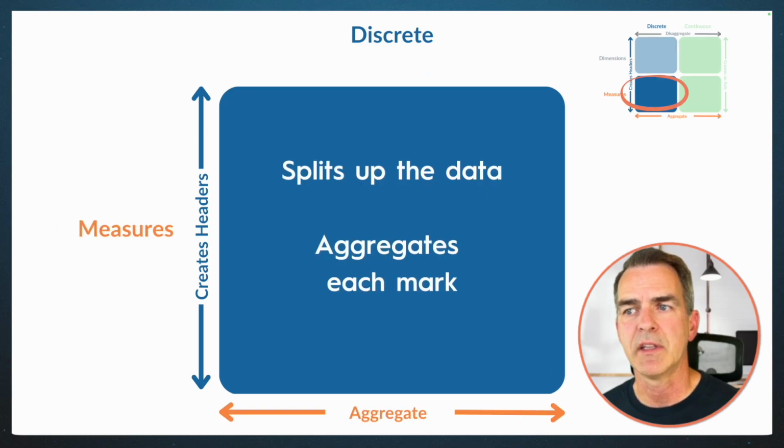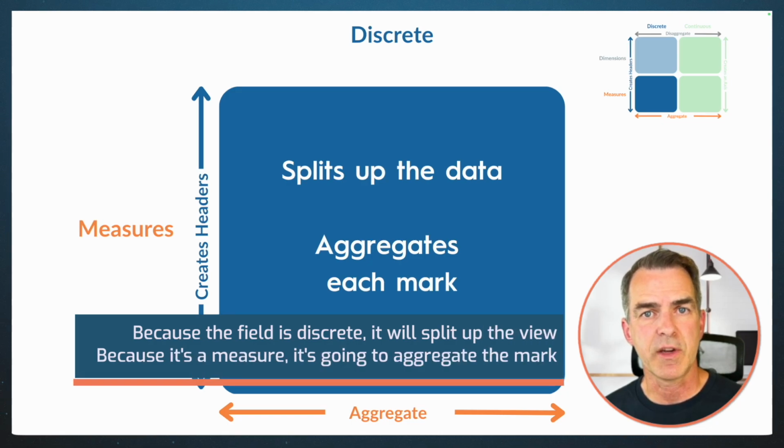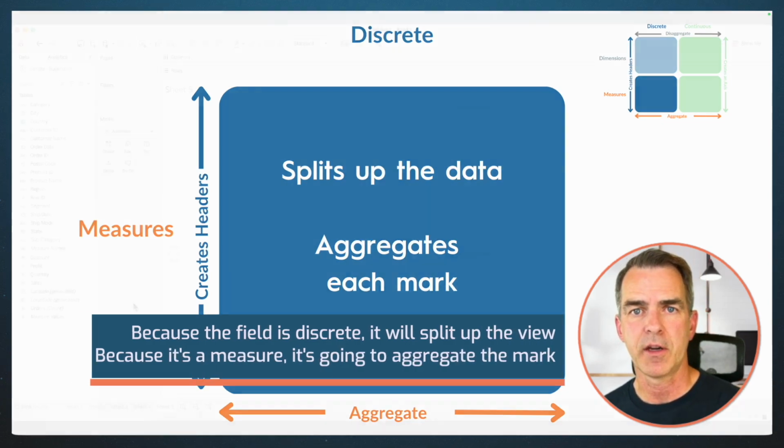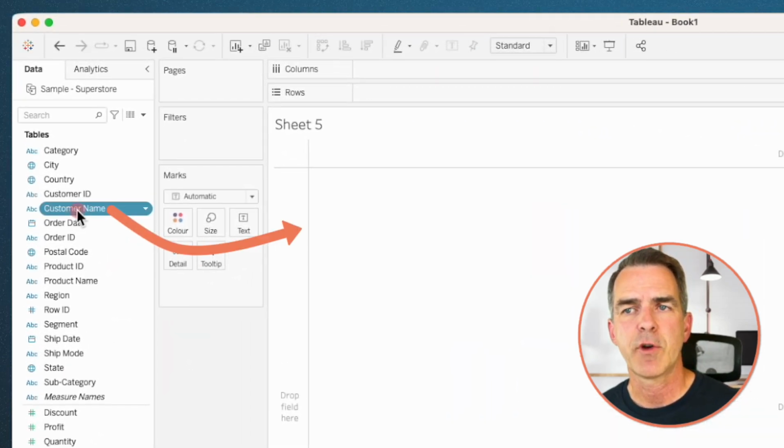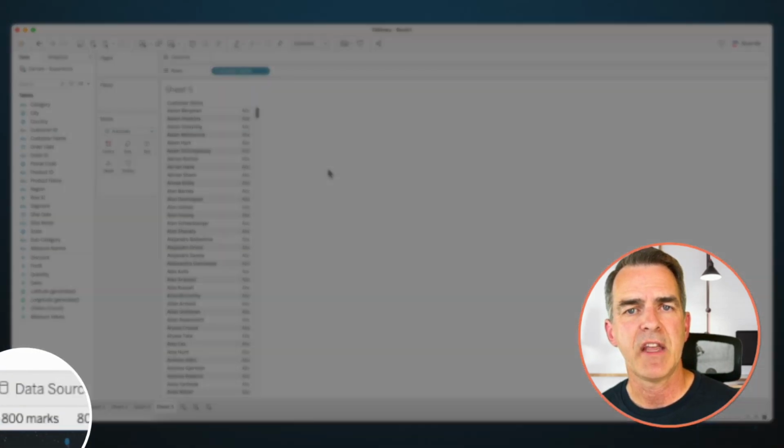Let's look at the lower left. Again, we have measures and we have discrete. Because the field's discrete, it will split up the view, and because it's a measure, it's going to aggregate the mark. Let's look at an example. If I drag customer name to the rows, I have 800 marks.